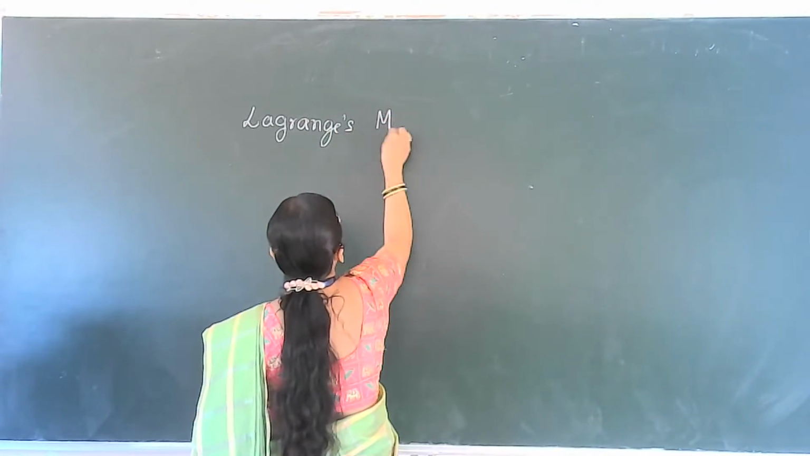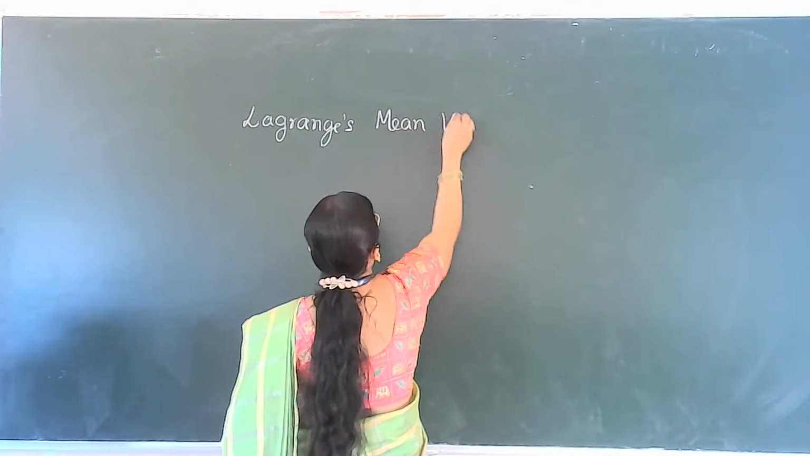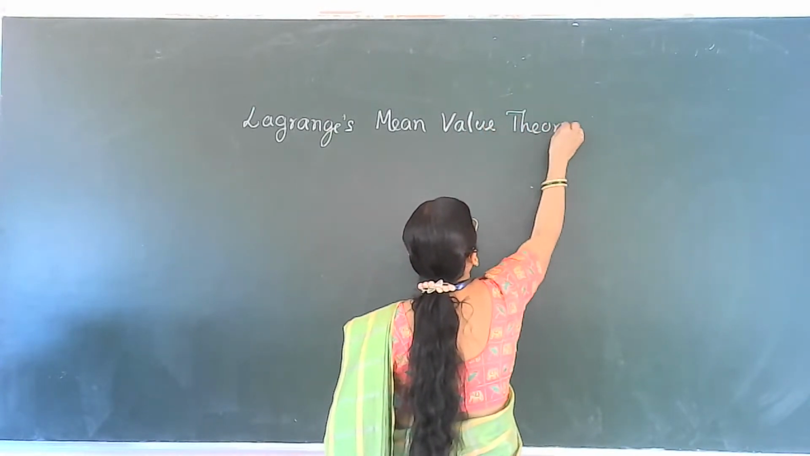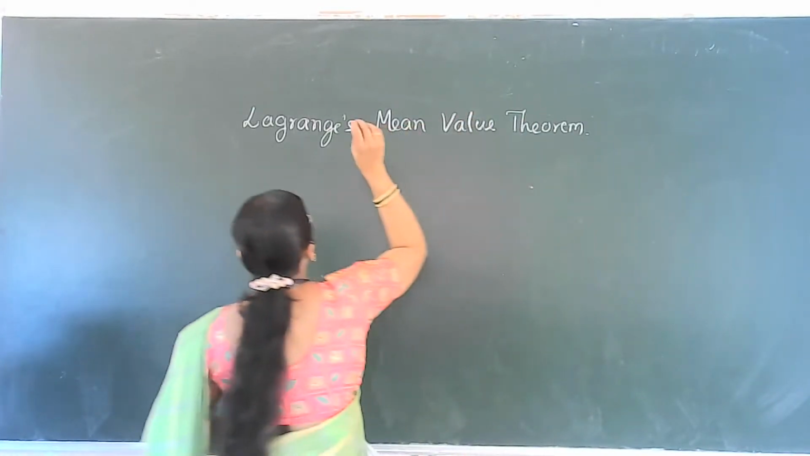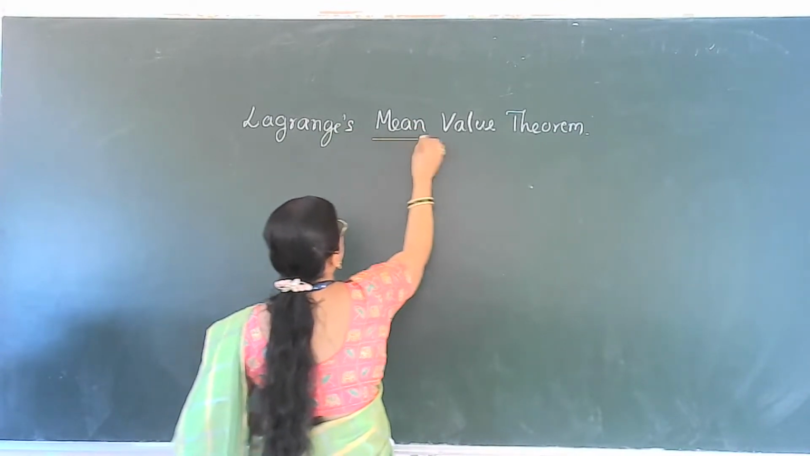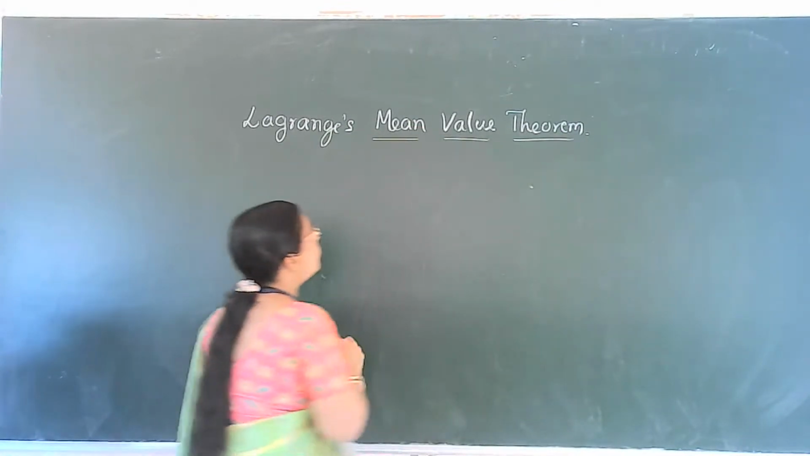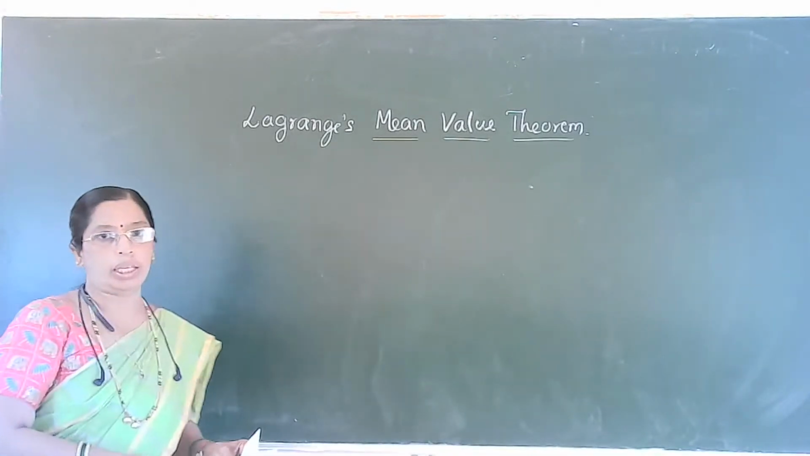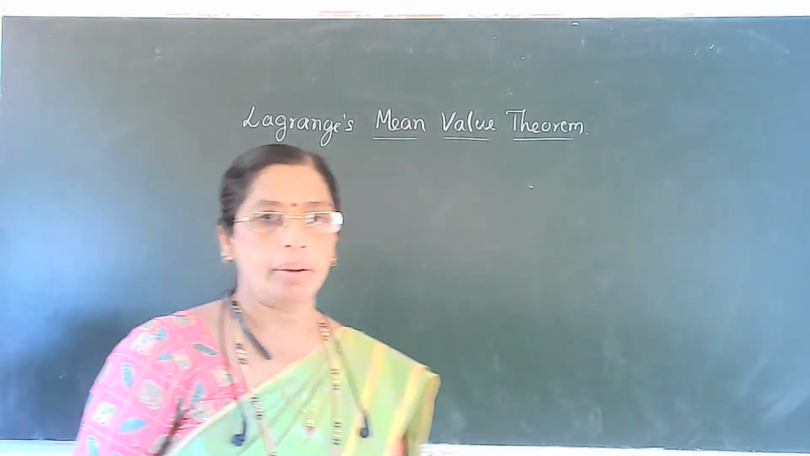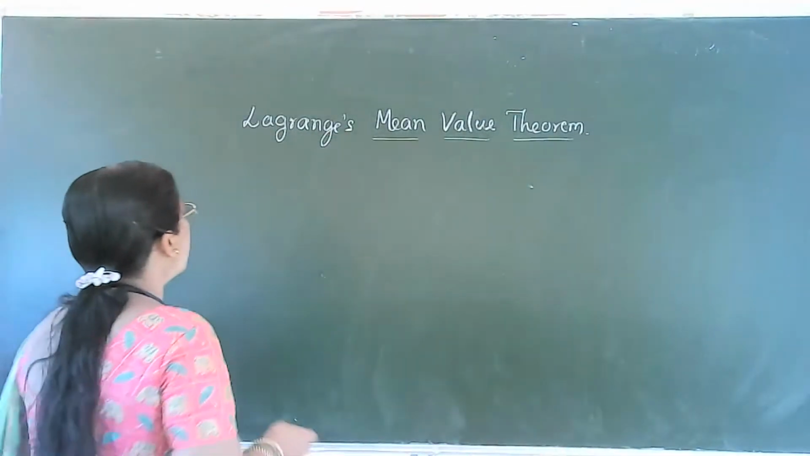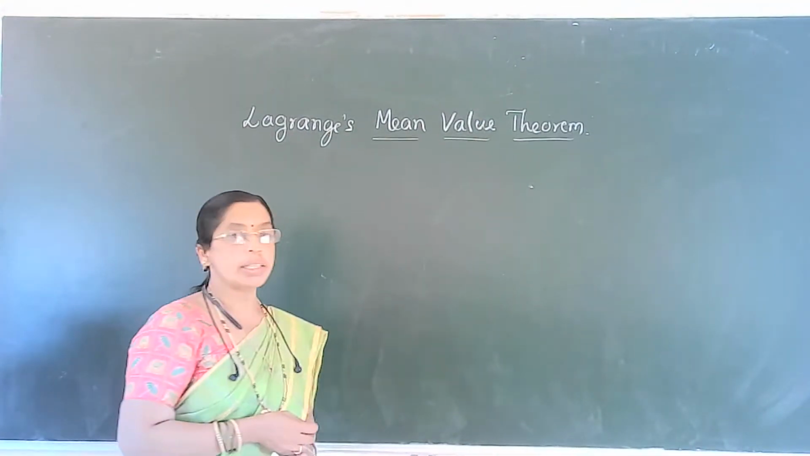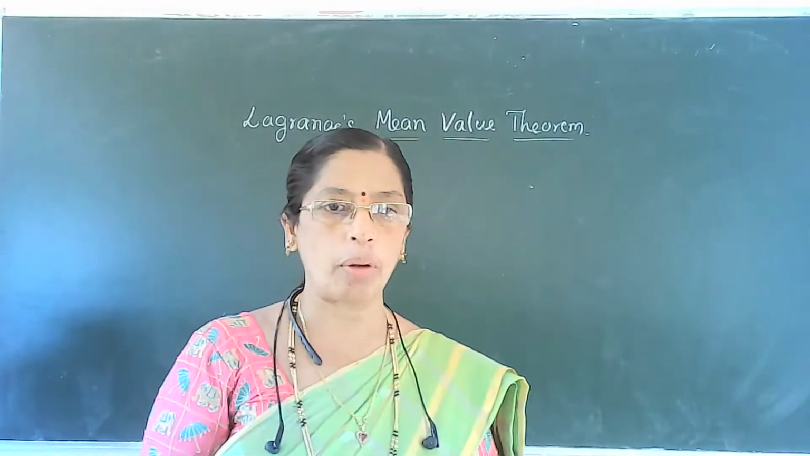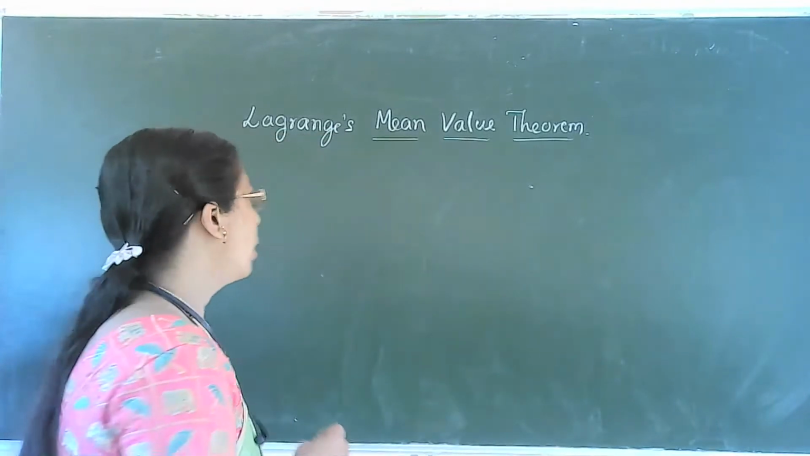Mean value theorem. This theorem is simply known as the mean value theorem. We say it as the mean value theorem. Verify the mean value theorem like this. The mean value theorem is an extension of Rolle's theorem. It's a little bit different from Rolle's theorem.